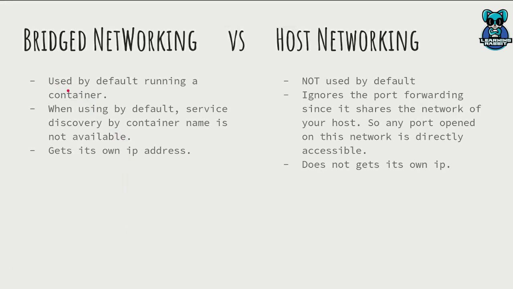So we saw that the bridge network was used by default when we ran a container. But the host network driver was not used by default. With bridge networking, when we used it by default, the service discovery by container name was not available. Instead, we had to hard code the IP address. Host networking, since it shares the network of your host, ignores the port forwarding. Even if you have it, it does not matter. It will ignore it. So any port opened on this network is directly accessible. You don't need to do any port forwarding for that.